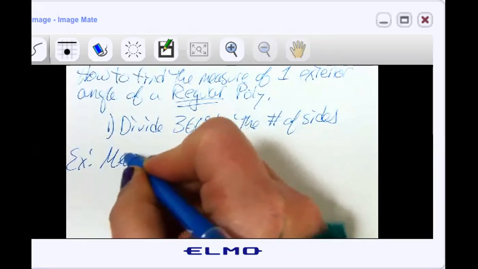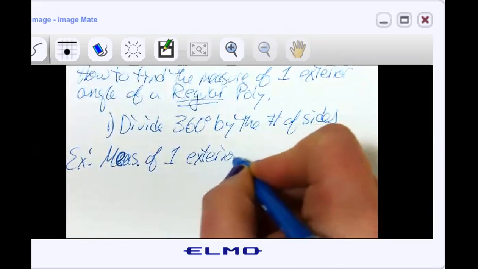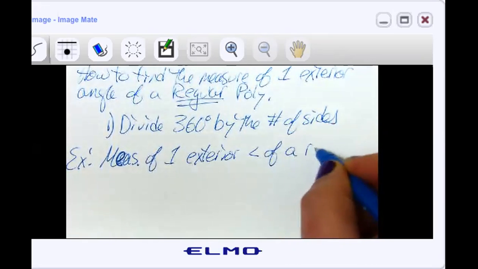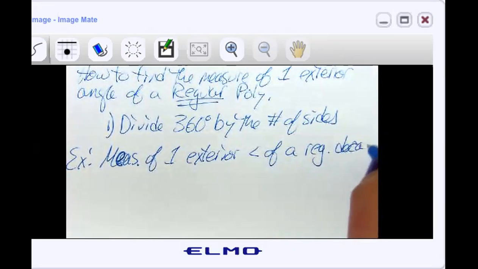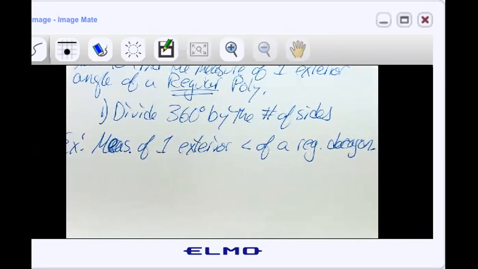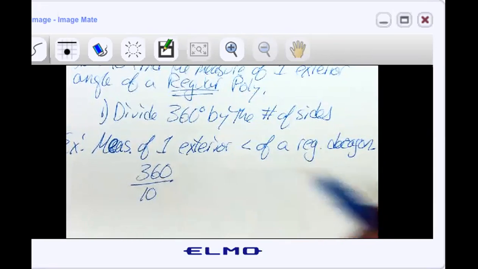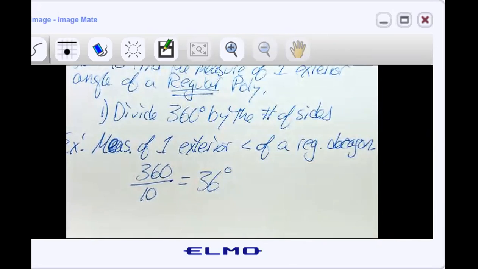So, example, measure of one exterior angle of a regular decagon. When I say decagon, it's up to you to know how many sides that is. I'm not going to come out and tell you. Decagons are 10-sided figures. So literally all I have to do is 360 divided by 10, and I get 36. That means if I have a regular decagon, every single exterior angle is going to be 36 degrees. What? That's so cool. I know.